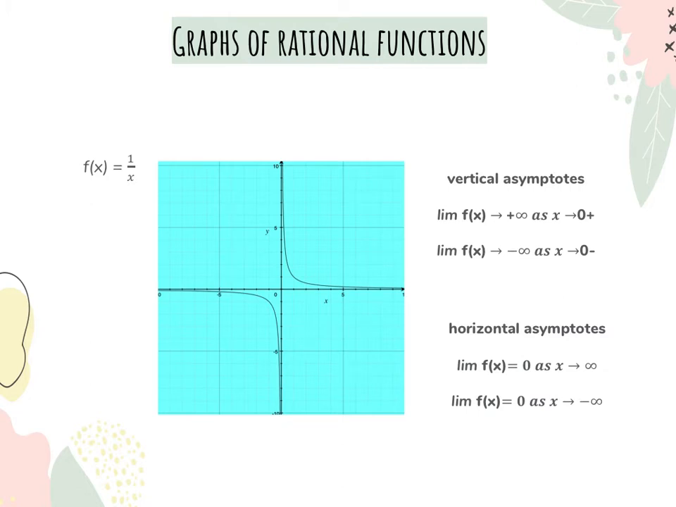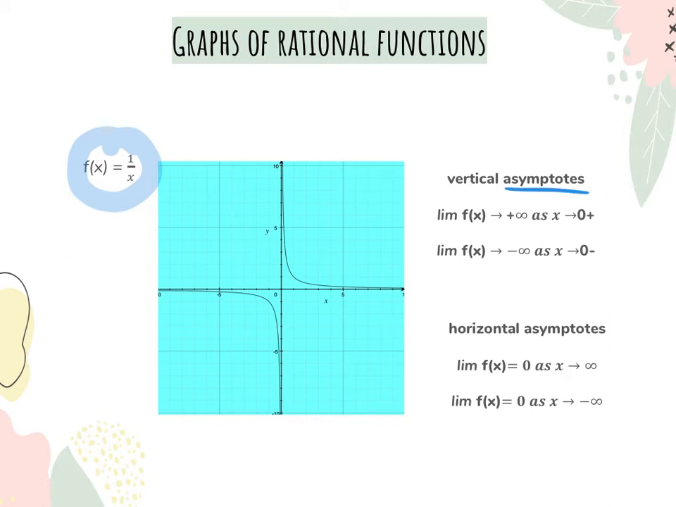So this is what a rational function looks like. If I were to graph 1 over x, which it's been a little while since we did the parent function on that, but we did talk about it. It goes up to the right and down to the left. So it has what are called asymptotes.